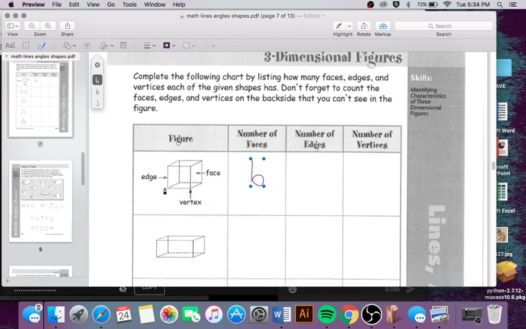Now they want to know the edges. And these edges are the parts that hold the faces together. So we have 1, 2, 3, 4 on the sides, 5, 6, 7, 8 for the top, 9, 10, 11, and 12 for the bottom. And then it asks for the number of vertices. And vertices are where the edges meet. So we have 1, 2, 3, 4, 5, 6, 7, and 8. So there's 8 vertices on a cube.